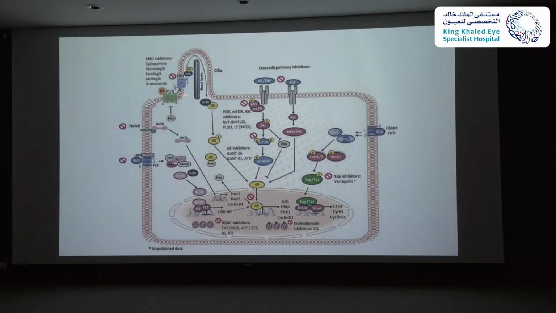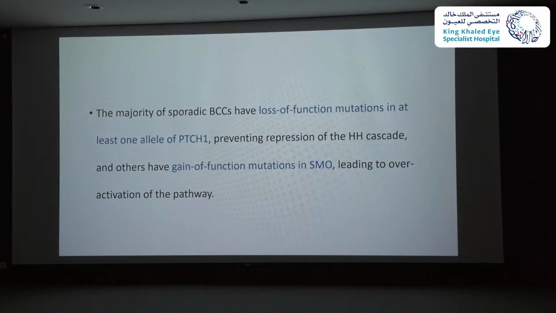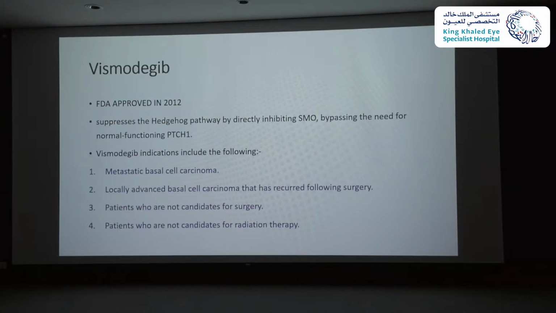So the smoothened protein is a pro-oncogene. What happens with basal cell carcinoma is that the majority of cases have a loss of function mutation in the PATCHED1 gene, preventing repression of the Hedgehog cascade. Others have a gain of function mutation in the SMO gene, leading to overactivation of this pathway. So, having said that, now we'll talk about vismodegib.